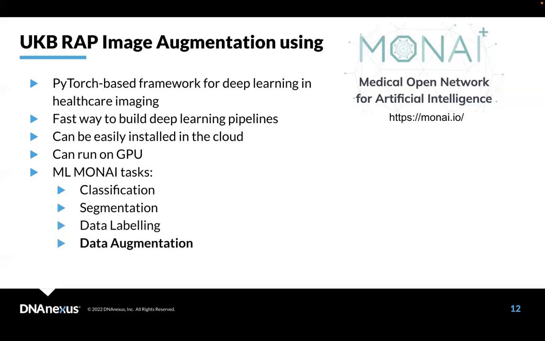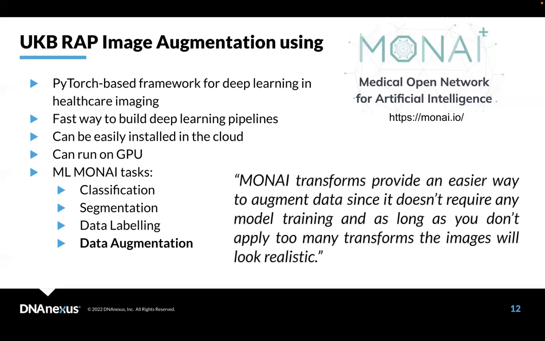And what is augmentation as a task? For specific cohorts like dementia or Parkinson's disease, we have a finite amount of data, so to avoid overfitting, we can apply random transforms to modify our data. And this can provide an easier, faster way to augment data compared to generating synthetic data.